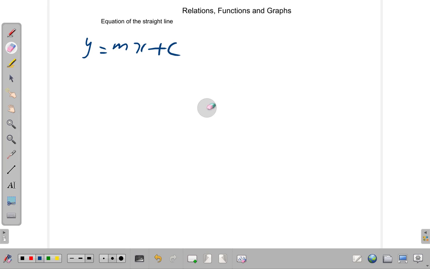Now an example of the equation of a straight line might look somewhat like this: y equals 2x plus 3, where the gradient is 2 and the y-intercept is 3. Alright? Now, how about we calculate the gradient of a straight line when given two coordinates of the line? Let's do that.